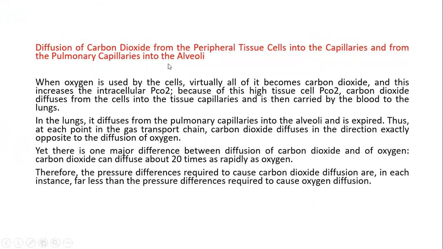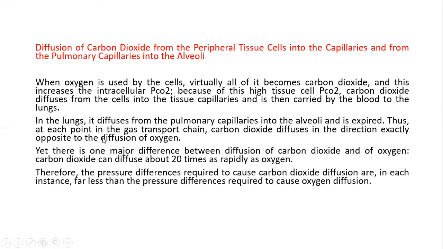Diffusion of carbon dioxide from peripheral tissue cells into the capillaries and from the pulmonary capillaries into the alveoli. When oxygen is used by the cells, virtually all of it becomes carbon dioxide, and this increases the intracellular PCO2. Because of this high tissue cell PCO2, carbon dioxide diffuses from the cell into the tissue capillaries and is then carried by the blood to the lungs. In the lungs, CO2 diffuses from the pulmonary capillaries into the alveoli and is expired.